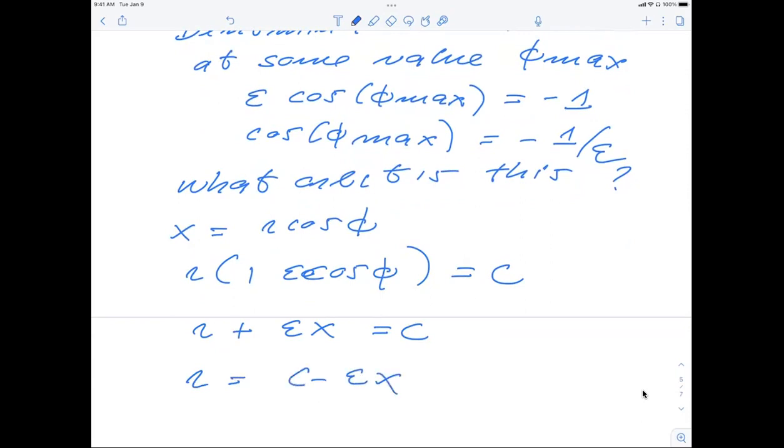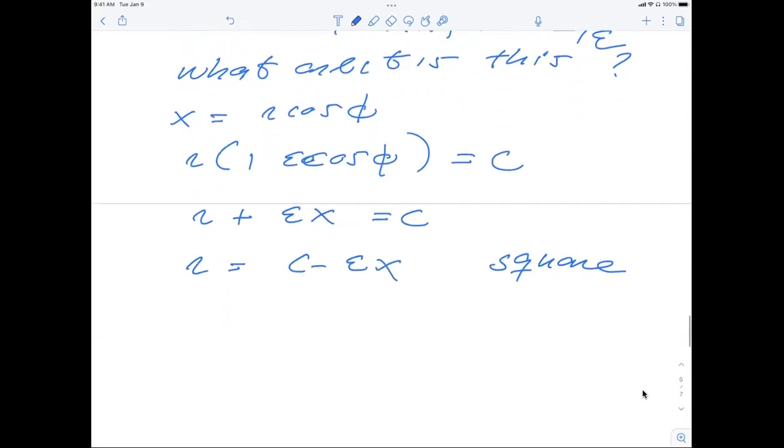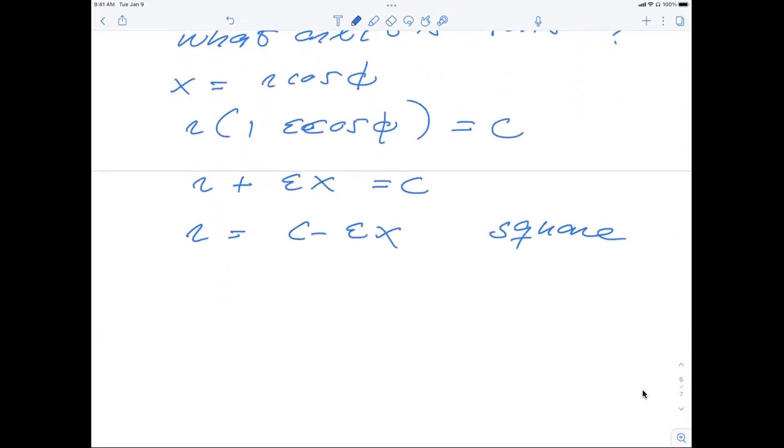And then what we're going to do is just square the equation again, as we did previously when we looked at the equation for an ellipse, but also for a parabola. So when we square it, we know that R squared is X squared plus Y squared. And this is going to be equal to C squared plus epsilon squared times X squared, and now epsilon is larger than 1, so we leave it unspecified, minus 2 times C times epsilon times X.